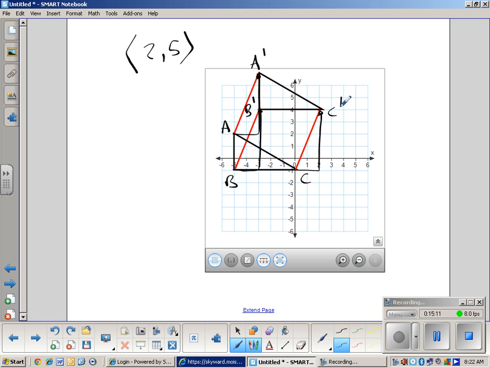Now, what if they'd given me 2, negative 5? I'd go 2 to the right and 5 down. So that means instead, this would go 2 to the right and 5 down. So it's 1, 2, 3, 4, 5. It'd end up there. 2 to the right, 5 down. Okay? So very easy to move on the coordinate plane. Okay? And that's what they're asking you to do in most of the homework.